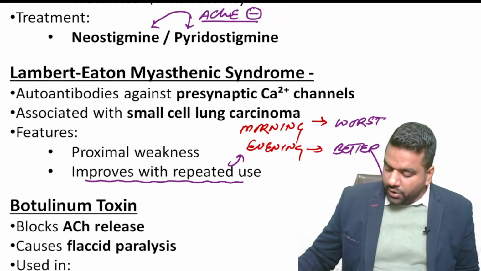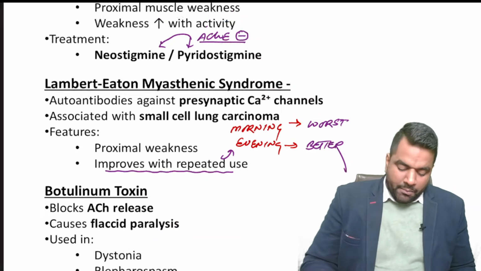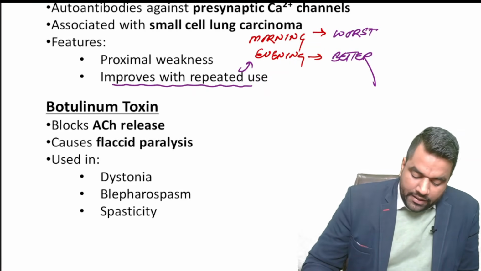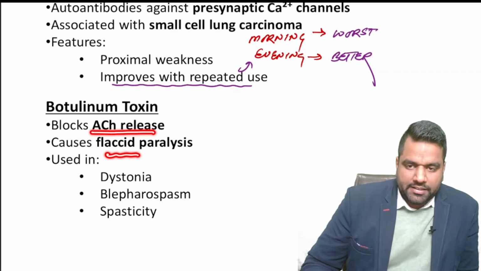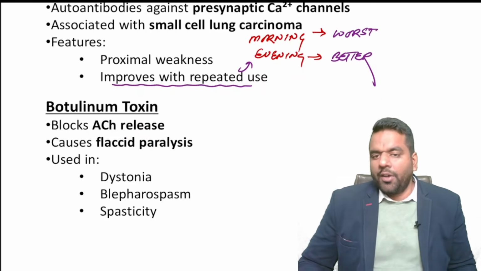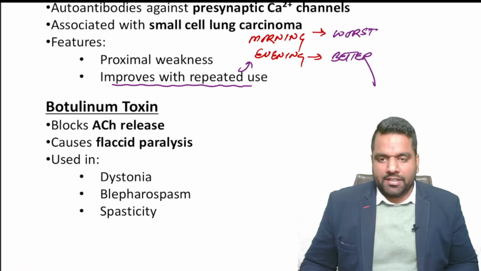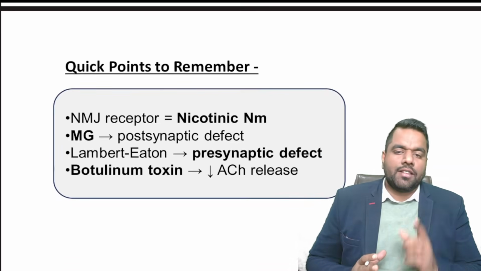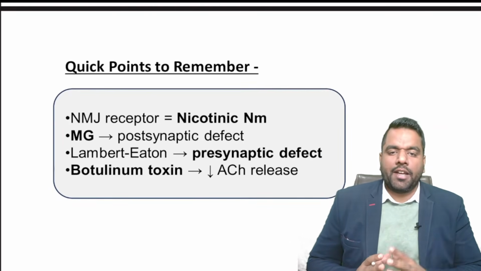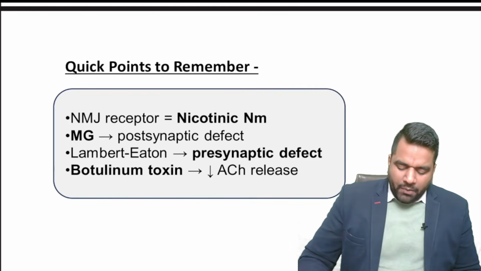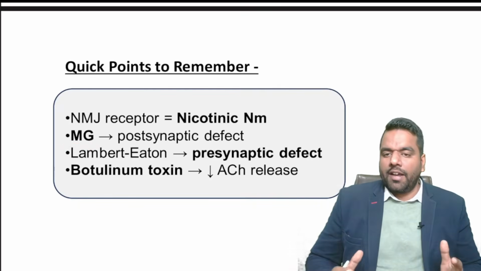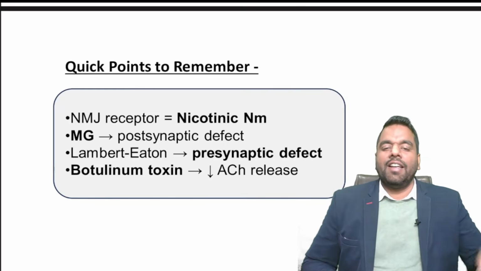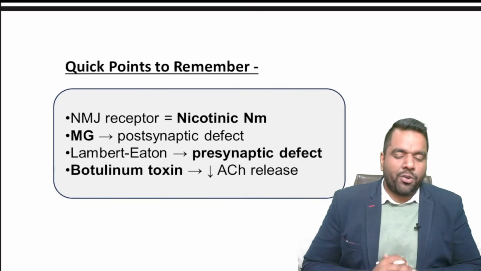The next part is botulinum toxin. As I told you, it blocks acetylcholine release and causes flaccid paralysis, and it is used in dystonia, blepharospasm and spasticity. So some quick points to remember. The NMJ receptor contains the NM type of receptor, the nicotinic neuromuscular receptor. Myasthenia gravis is a postsynaptic defect, Lambert-Eaton is a presynaptic defect, and botulinum toxin decreases acetylcholine release.